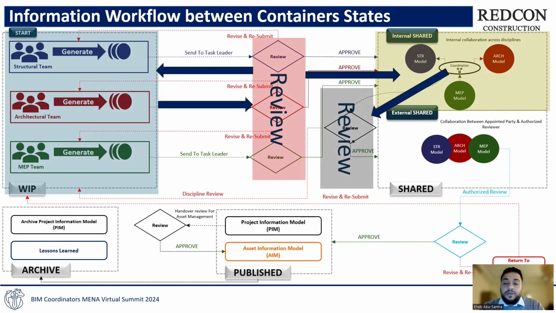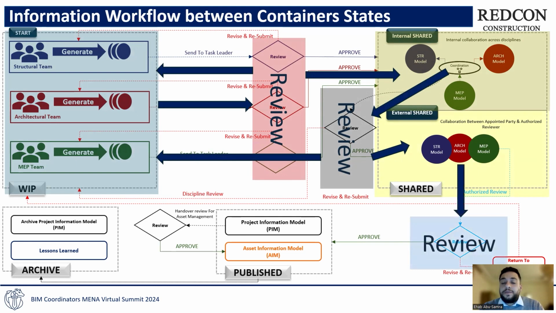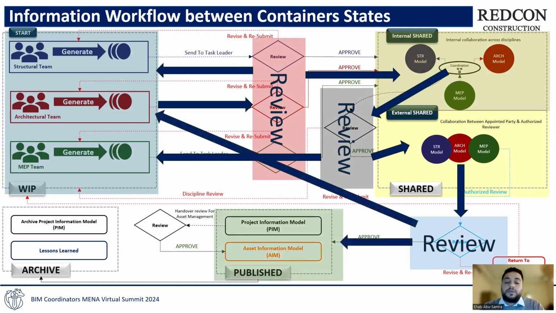If the data is complying, then it goes to the external shared and can be sent to the authorized reviewer. If not, we go to the work in progress again. When we send this data to the authorized reviewer, the data can be confirmed, then it can be sent to the published container. If not, we go back to the work in progress state and begin this process all over again. Okay, the data in the published container is authorized data to use and share among project teams, construction teams.